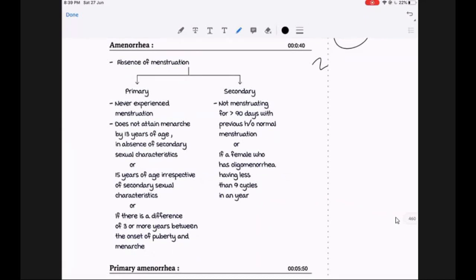If she used to have menstruation, then she suddenly stopped for no apparent reason for a period of more than 90 days, then you call it secondary amenorrhea. First thing was, what was primary amenorrhea? Then what is secondary amenorrhea? Basically, now we need to know that if she has to menstruate, then she has to have a uterus. Where do you get your uterus from? From your Mullerian duct. Got it?